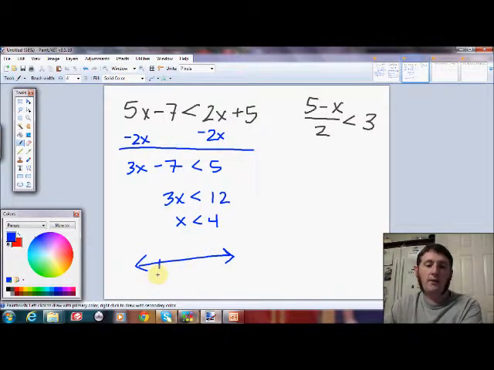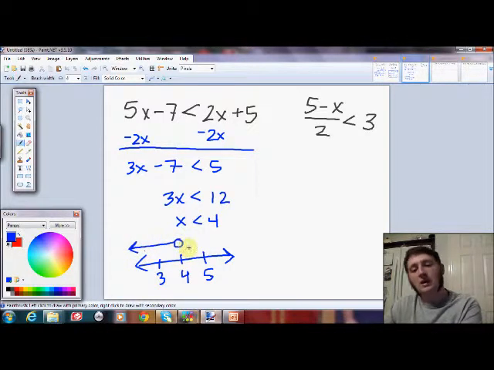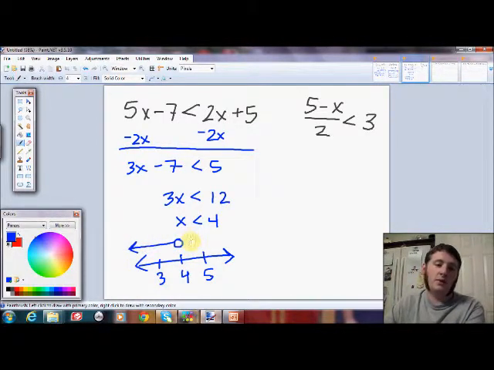Number line graph. Oh, let's show 3, 4, and 5. It would be an open endpoint pointing to the left. What's a way to check this, you might wonder?